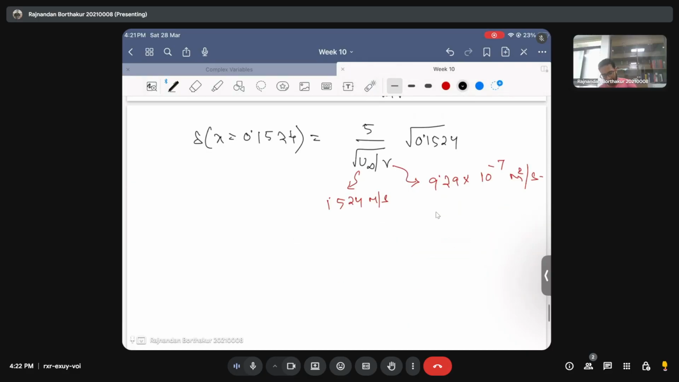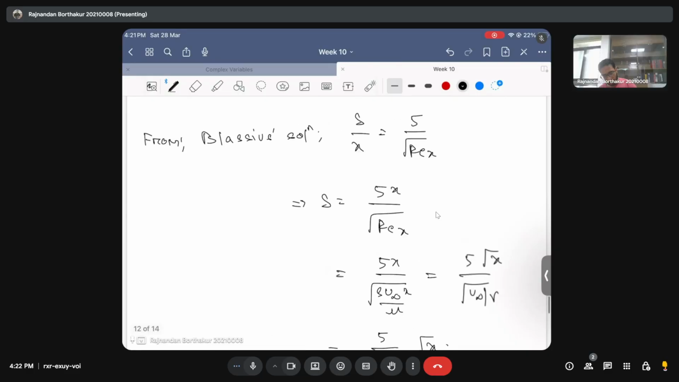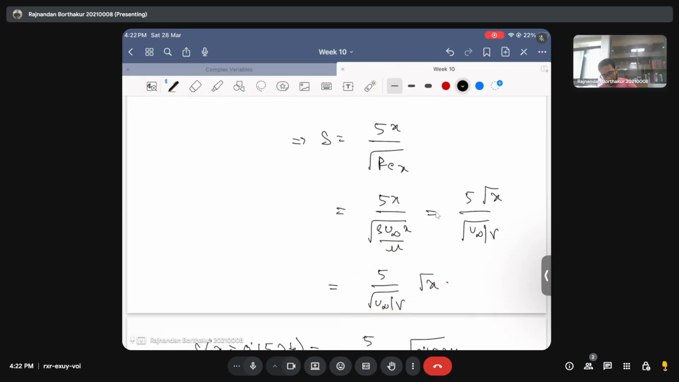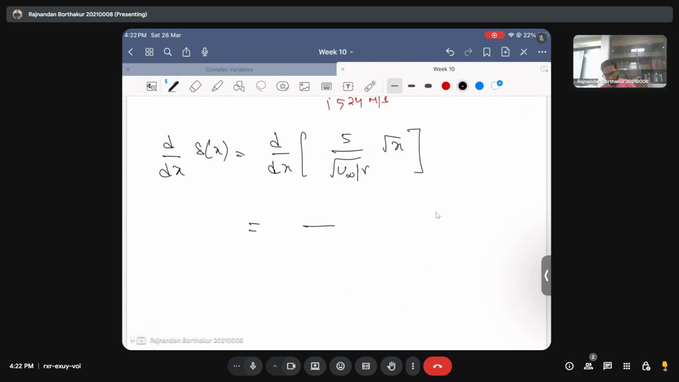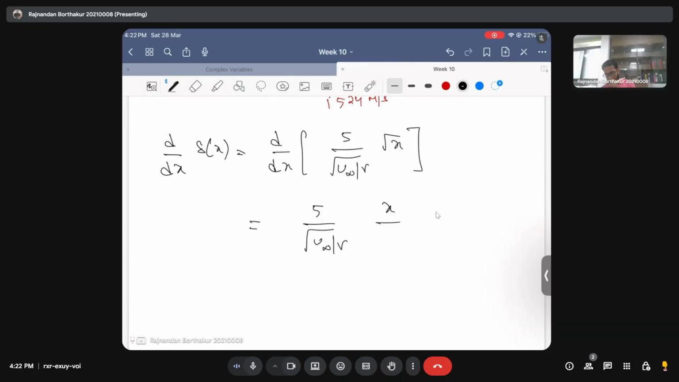Now the second thing is also very straightforward. You were asked to find d/dx of delta of x. Now you know that delta of x, from the Blasius solution, is equal to 5 by square root of u infinity by nu, times root x. So if you do this d/dx, first of all, 5 by square root of nu will simply come out, and then d/dx of x to the power half is going to be equal to x to the power 3 by 2. I think I'm correct, right?